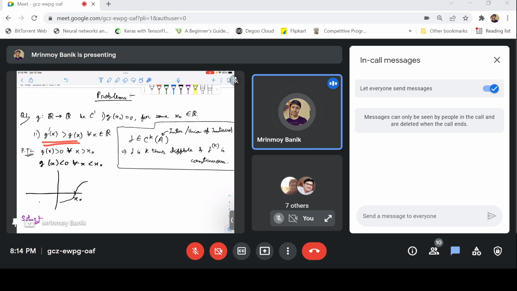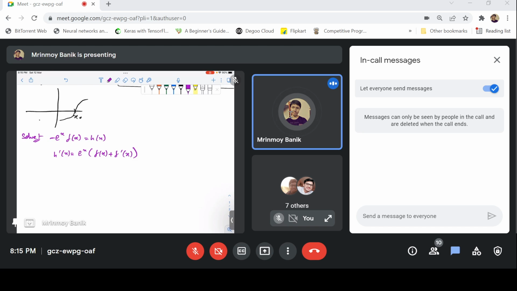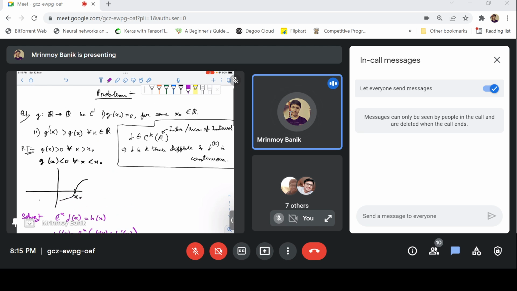To utilize this information, we know that for any function of the form e^x f(x), let this be h(x), then h'(x) will be e^x times (f(x) + f'(x)). Similarly, if we take e^(-x), this would be e^(-x) times (-f(x) + f'(x)). Then we will be able to use this information.